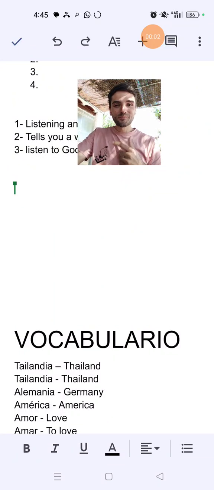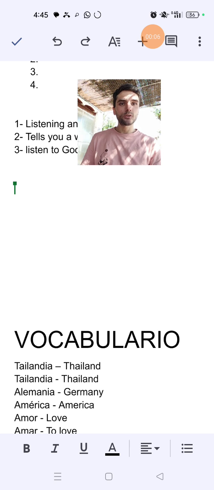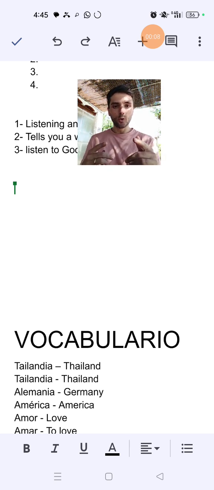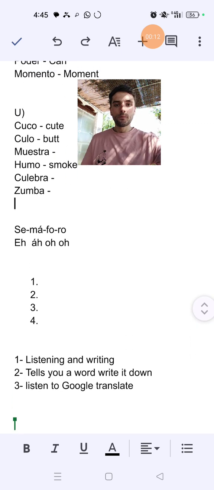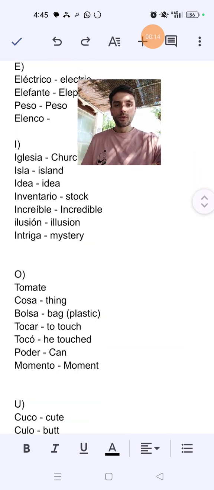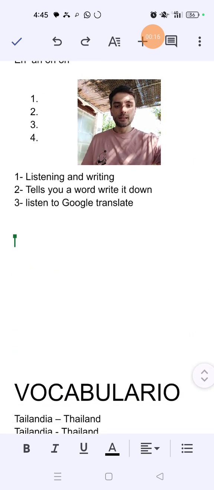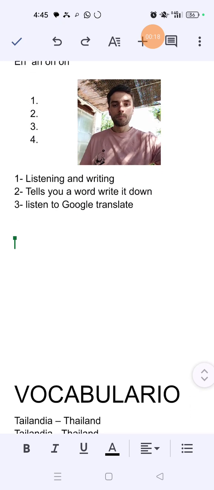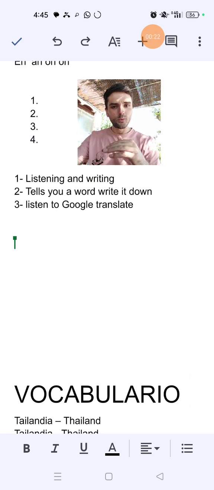Hola, hola, ¿cómo estás? So, we're gonna continue on this document. You remember the other day we were doing vowels and things like this, and some vocabulario. We're gonna just keep everything on the same document so that you have access to everything.